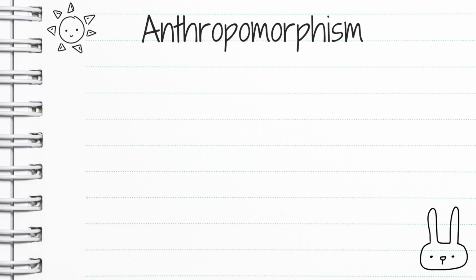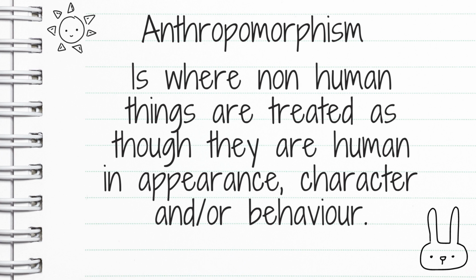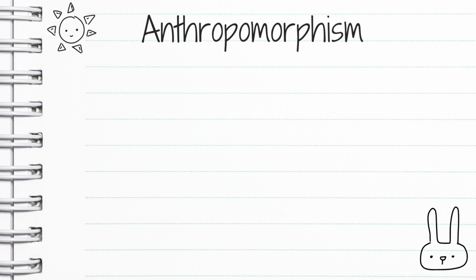Okay, moving on. Anthropomorphism is where non-human things are treated as though they are human in appearance, character, and or behavior. So it does sound really similar to personification, where non-human things can have the actions and feelings of humans, but this is where non-human things are treated as though they are human in appearance, character, and or behavior. So I'm going to give you examples to help solidify and really determine the difference between the two. Okay, but they are very similar.